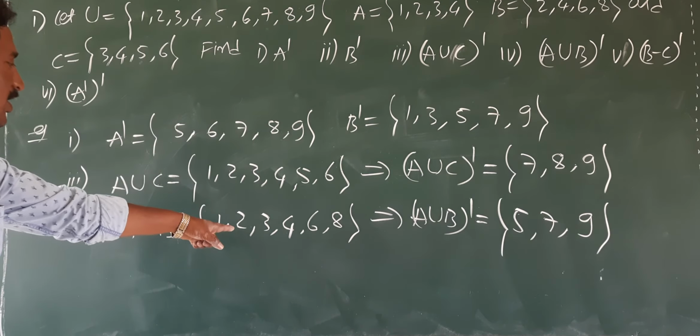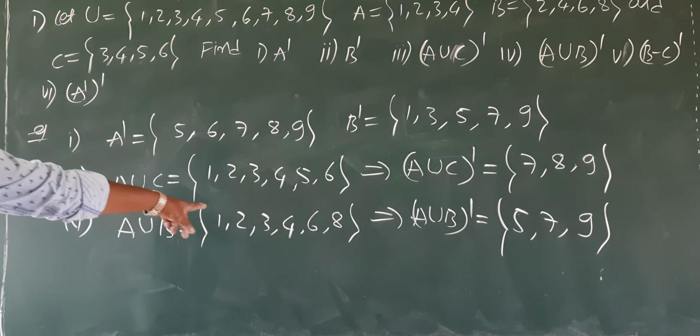Except A union B, leave 1, leave 2, leave 3. Don't consider 4, don't consider 6, don't consider 8. Remaining are 5, 7, 9. So we got that.